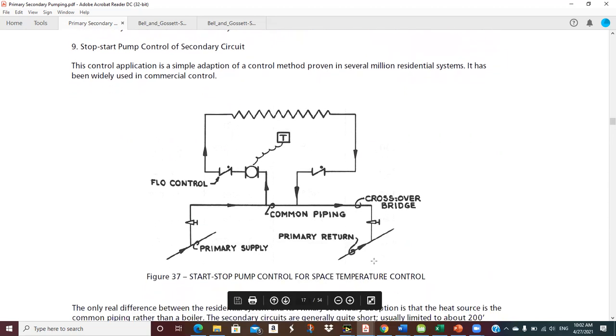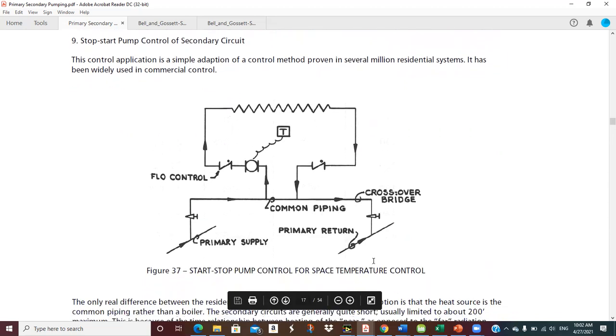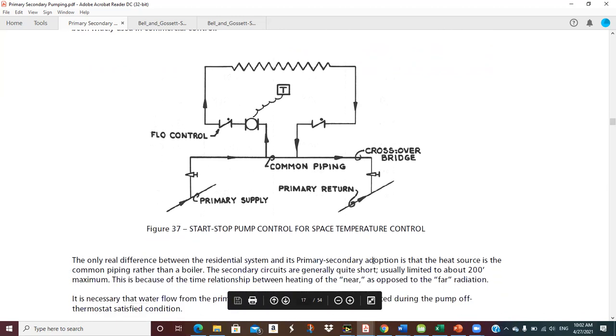Okay. Let's look at, we got lots of different applications here. So, start-stop pump control of secondary circuit. This control application is a simple adaptation of a control method proven in several million residential systems. So anyway, just a comment.